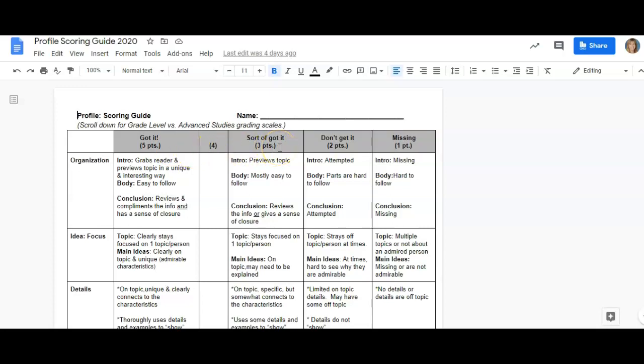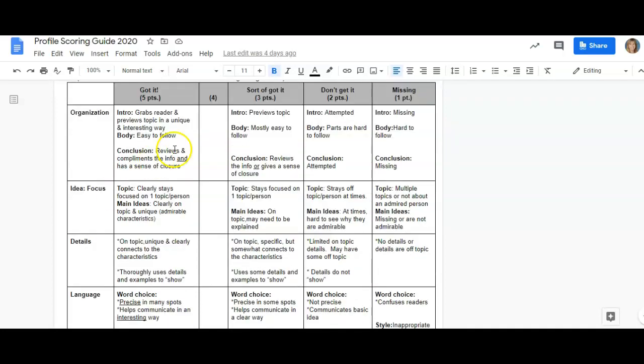A 3 points would be you sort of got it. So you've done some things well, and some things maybe could be improved. That's a 3 points. If you were kind of far off, that's where you would get 2 points. That means you don't really get it. You're trying it, but you didn't really get it. And then if it's completely missing, then you would only get 1 point. So I just want to go over the 5s. We're not going to read this entire thing together, but this is what you're shooting for.